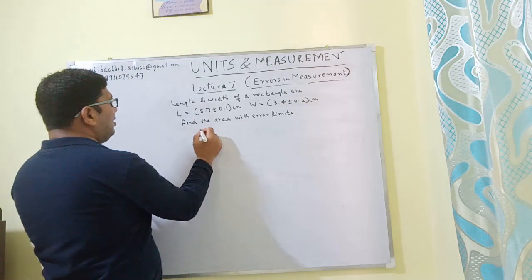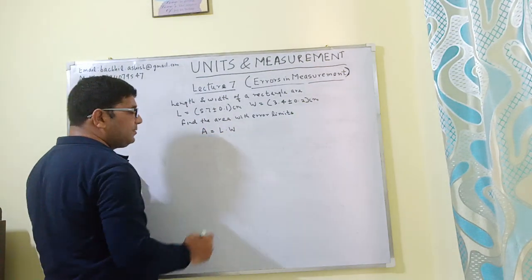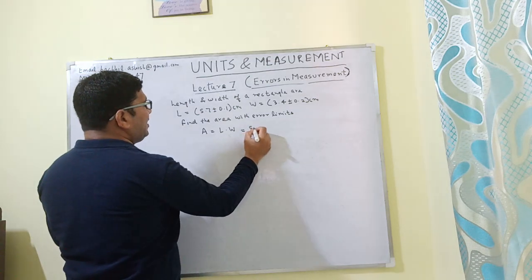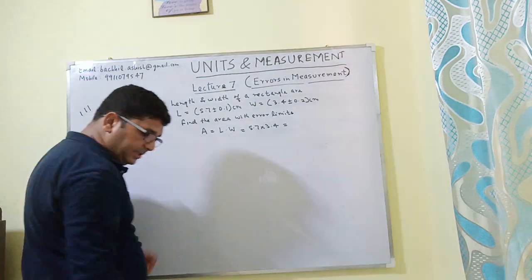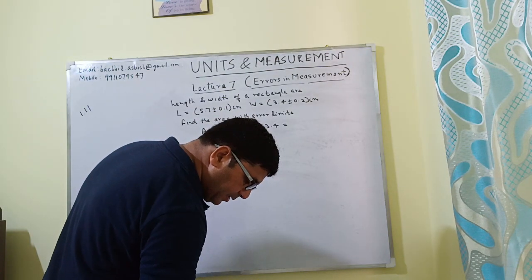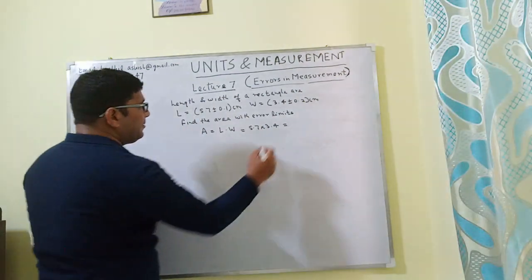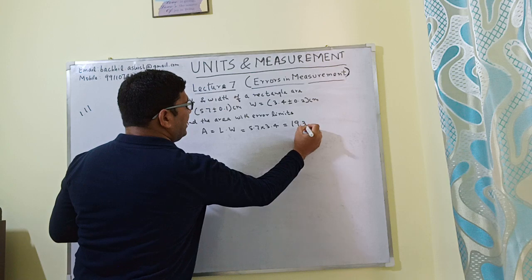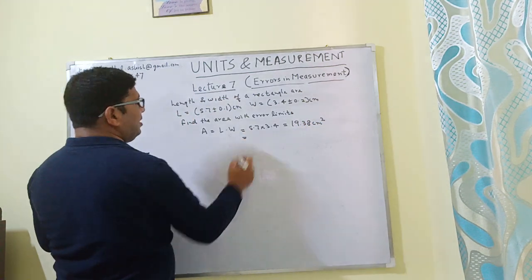So area will be equal to length into width. So here it will be equal to 5.7 into 3.4. So if we multiply this, then we are getting 5.7 into 3.4, which is equal to 19.38 centimeter square.